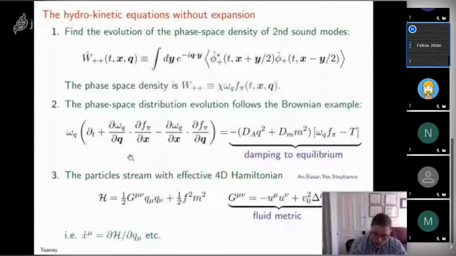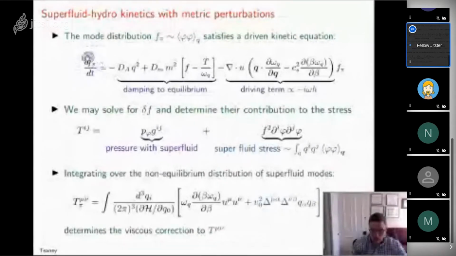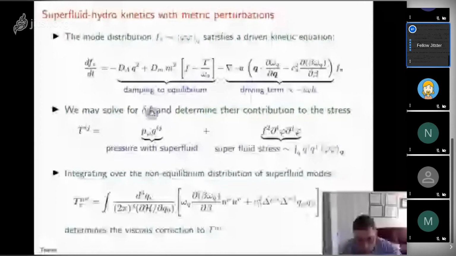Now that we have this Boltzmann equation, we can ask how these soft pion modes change the transport coefficients. It's actually a standard procedure now. If I drive the Boltzmann equation with some driving term, this term will tend to drive the system out of equilibrium. Then there's another term, the collision kernel, which tends to relax the distribution to equilibrium. Once you've determined how far this mode distribution is from equilibrium, you can calculate how it changes the stress tensor. We have an explicit expression for the stress tensor.